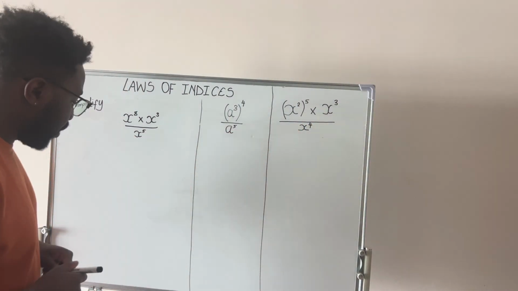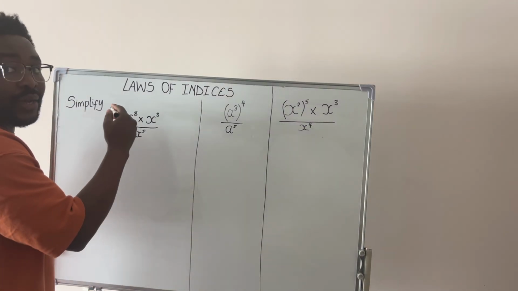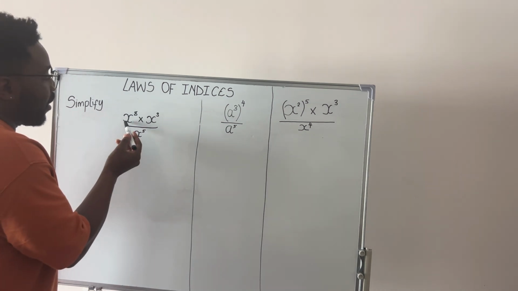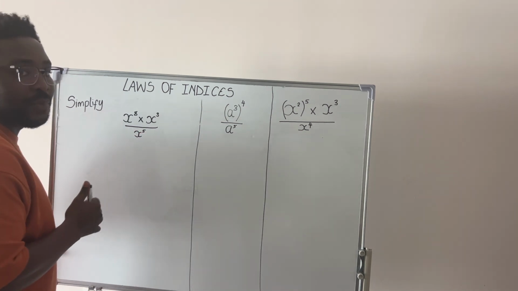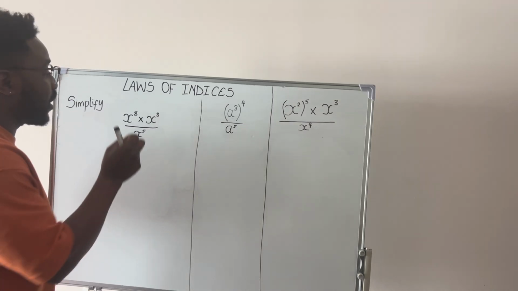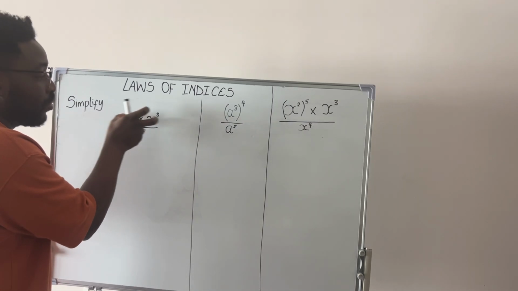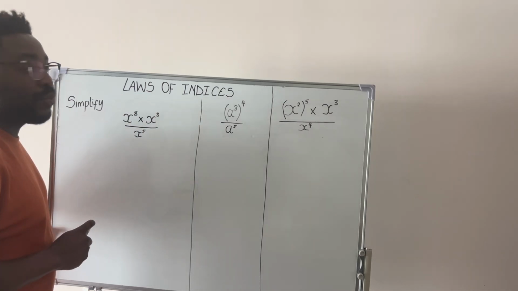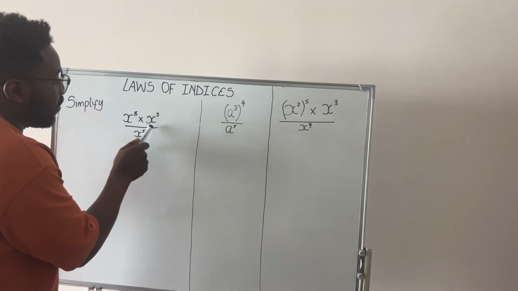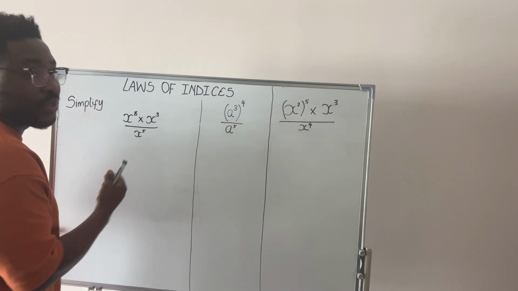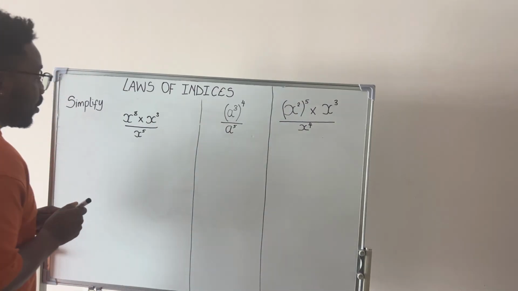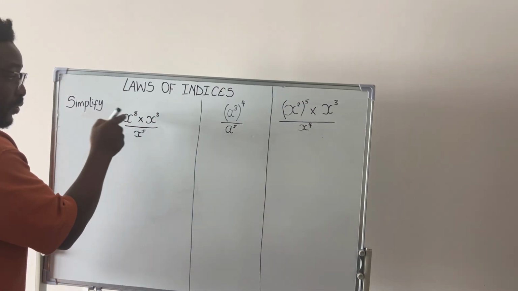If we look at our first expression, looking at the top part, you can see that we have the same bases which are being multiplied, and we're going to use the product law. So we'll start first by using the product law for the first part of our expression. Since the bases are the same and they're being multiplied, according to the product law we simply have to add their indices. Okay, so let's deal with the top part over there.